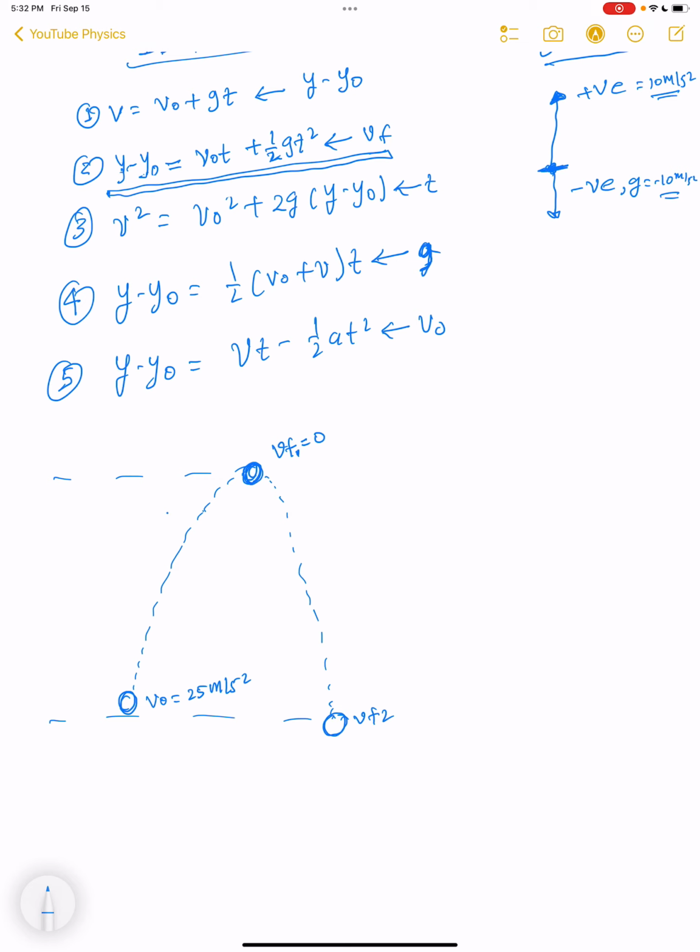For this one, you can use the first equation, which is v equals v naught plus gt, right? We know the final velocity, or what we call v final 1, is going to be 0. And then you have an initial velocity of 25 meters per second, minus 10 meters per second squared times t. If you rearrange this, it becomes 25 over 10 equals t. So it takes about 2.5 seconds to get to the top.